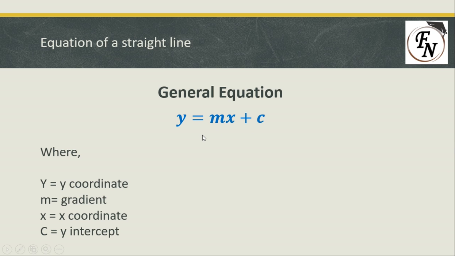So this is the general equation, and it is necessary that y is alone and has a coefficient of 1 when we compare it with the general equation. Here we have an example, y equals 3x plus 6, where 3 is the gradient as it is multiplying x, and the constant number is 6, which is c. So the y-intercept is c, or c is equal to 6.